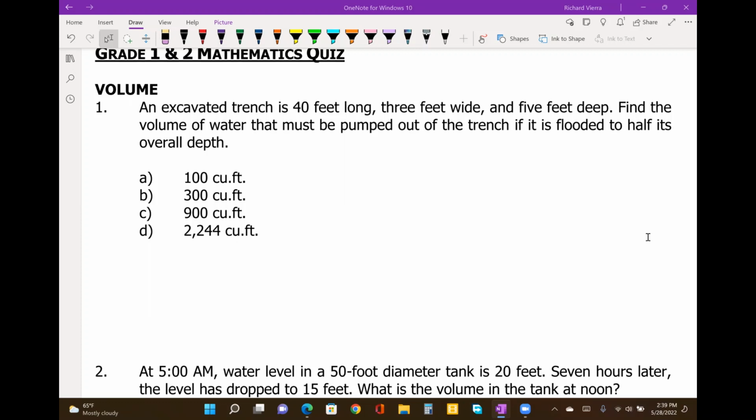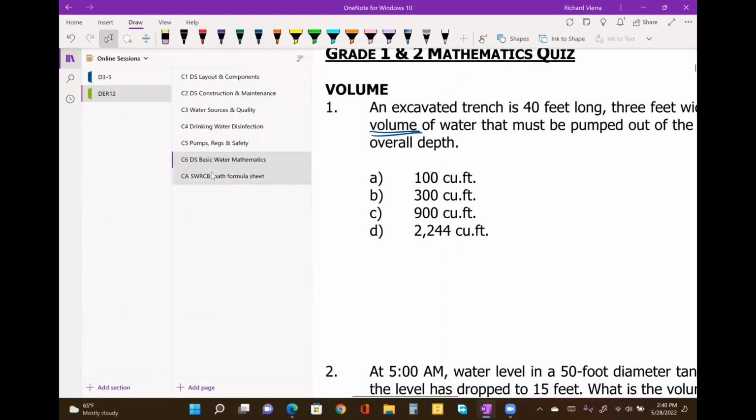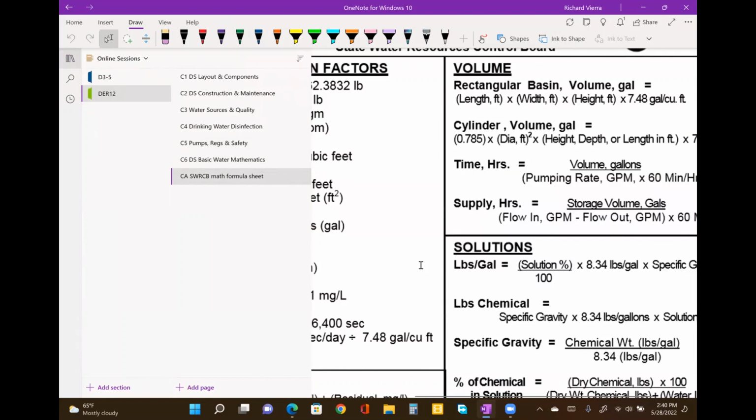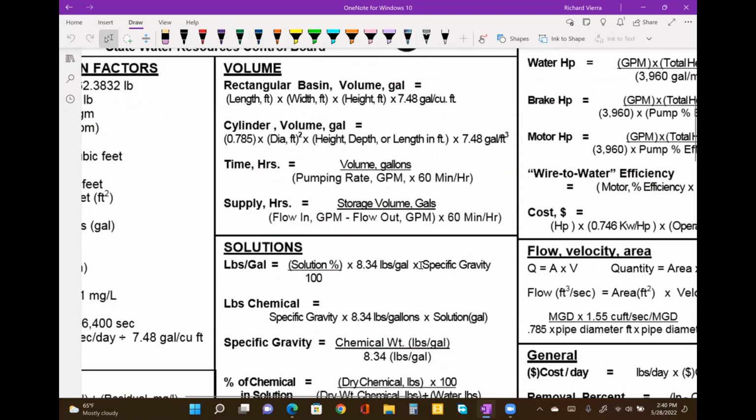One of the best ways to do this is to always take certain steps. The first one should be to look for what it is that we're solving for. So in the first example we have here, one of our volume calculations, in the first line, which is the beginning of the second sentence, it says, find the volume of water that must be pumped out of a trench. Okay. On the math formula sheet, we have two volume formulas that are shown in the center on the top of the first page.